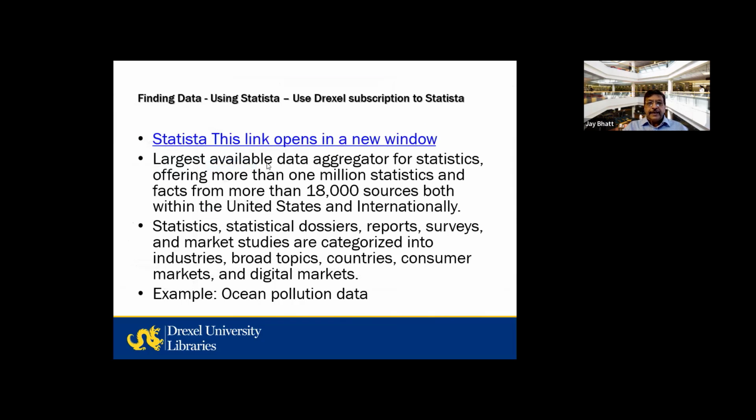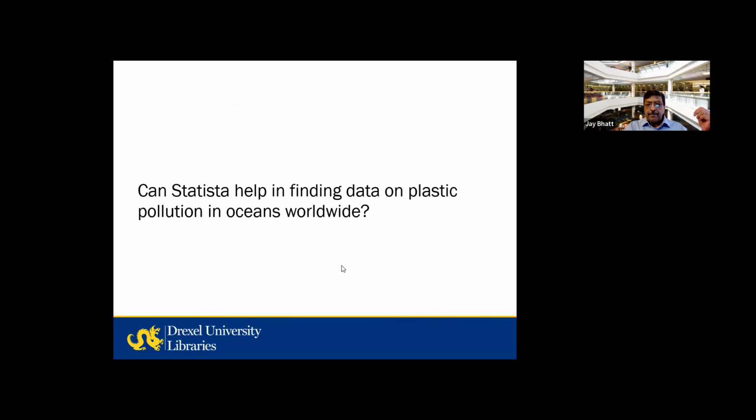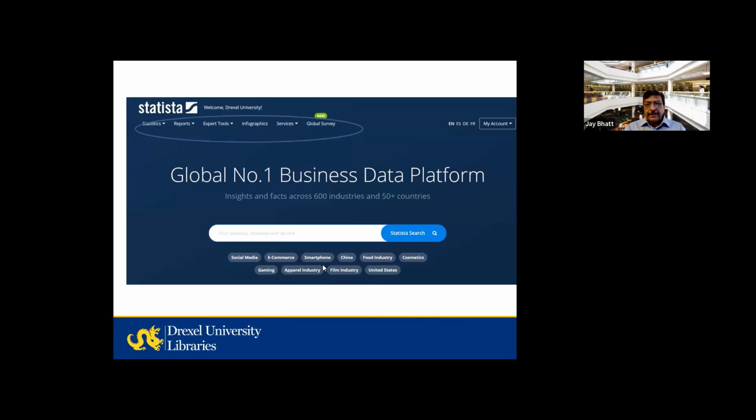Statista is a subscription database that the library subscribes to. And here is the link from where you can find the data. It's the largest available data aggregator, with more than 18,000 sources, both US and international data, and more than 1 million statistics. We are using ocean pollution data as an example. Can Statista help in finding data on plastic pollution in oceans? Yes, because we found a link in Google Dataset Search that takes us to our Drexel Library subscription.